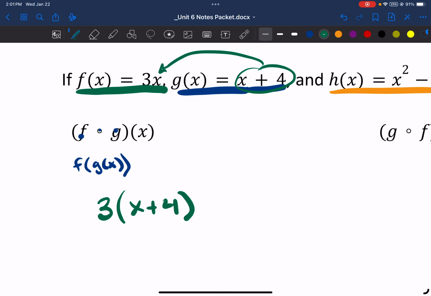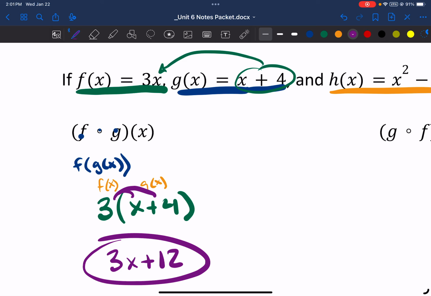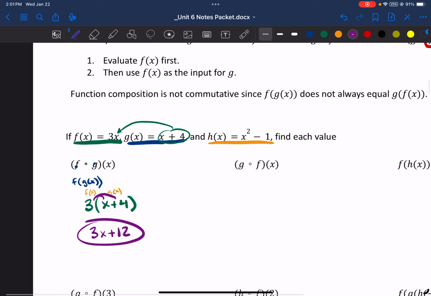See that? This is the g of x function. This is the f of x function. Putting g into f, and now we solve. Distribute. That's the answer.